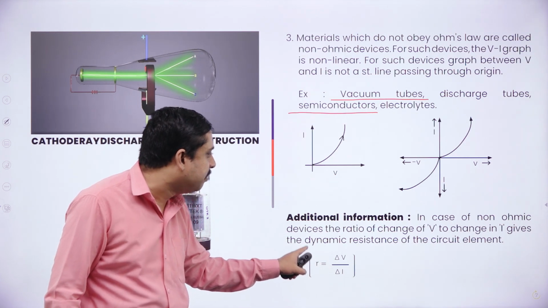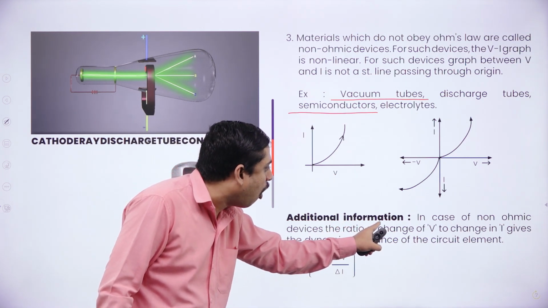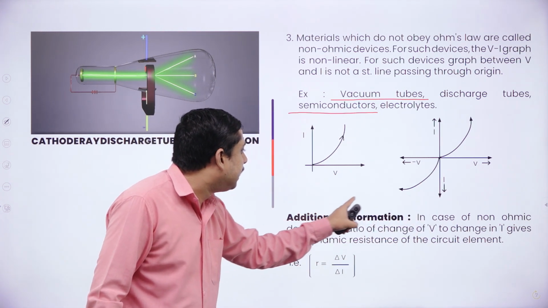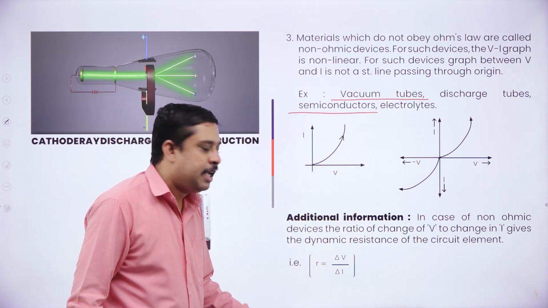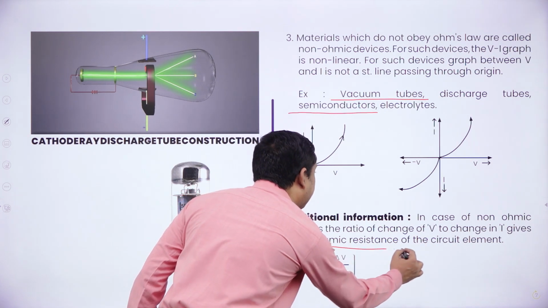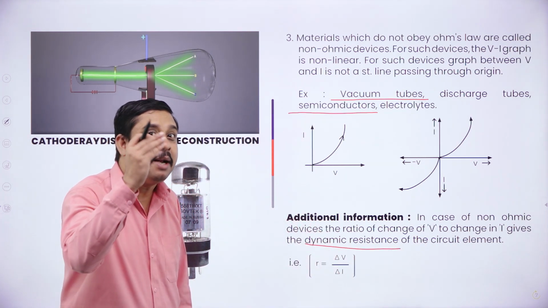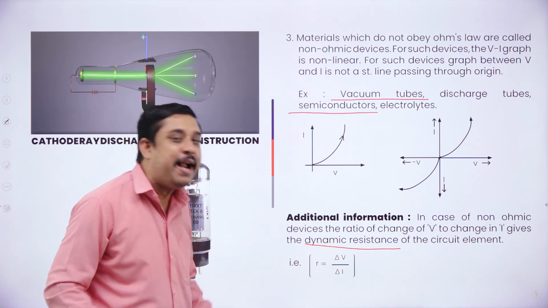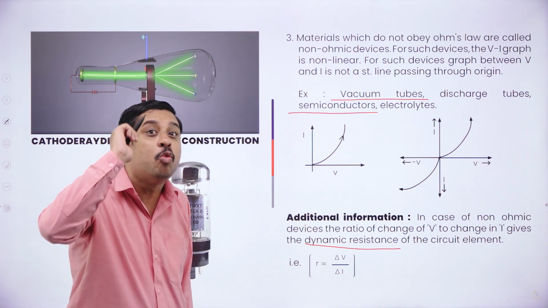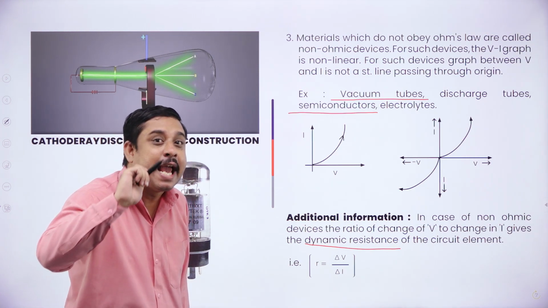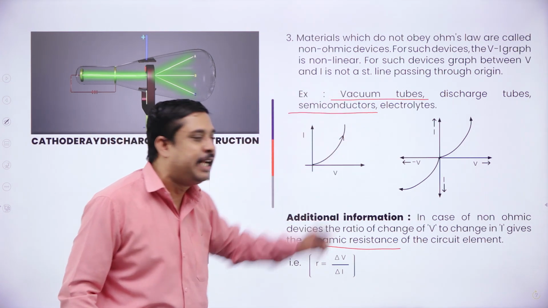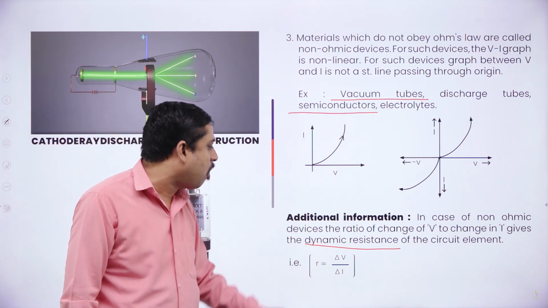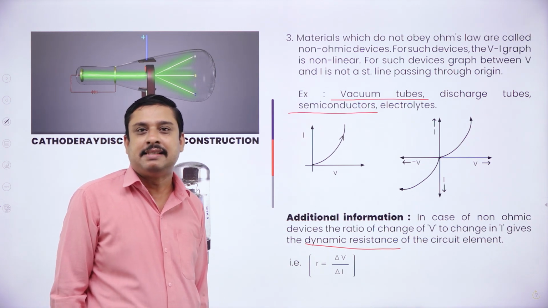And therefore, the ratio of change in voltage to current for a semiconductor is what you call dynamic resistance. You have heard about resistance, V by I. Here it is R equals delta V by delta I. That is the change in voltage with respect to change in current for a non-ohmic device. The resistance offered by a non-ohmic device is what we call dynamic resistance.